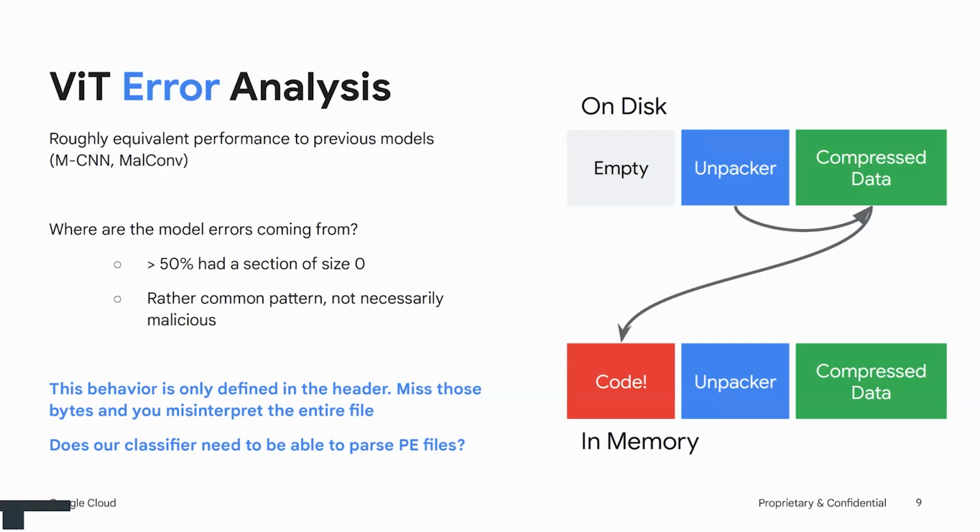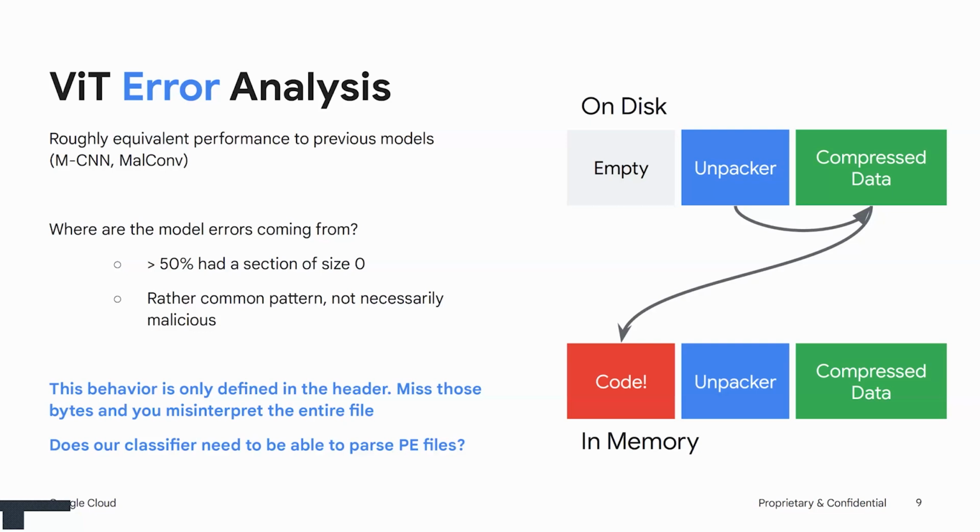But my PE file is tens of thousands, if not millions of bytes. And if you missed a couple up front that tell you this thing is going to be there in memory, then you've missed the entire problem. Which raises an unfortunate philosophical question. Does our classifier need to be able to parse the PE file to correctly classify it?